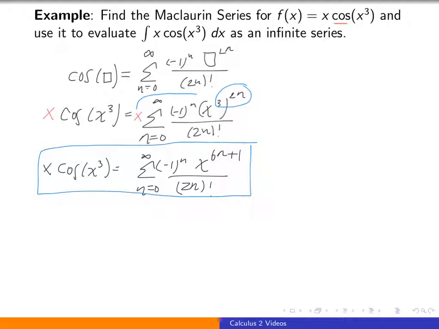As a side note, this is a power series, so it has an associated radius of convergence. If you wanted to find that radius of convergence, we could always do so by applying the ratio test. In this case, you will find that it is infinity.